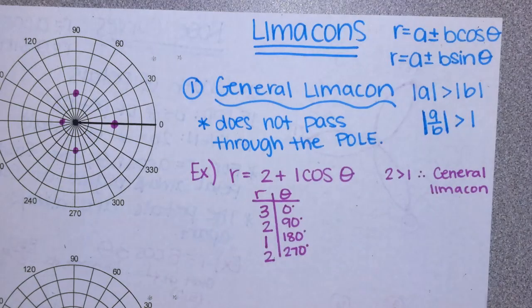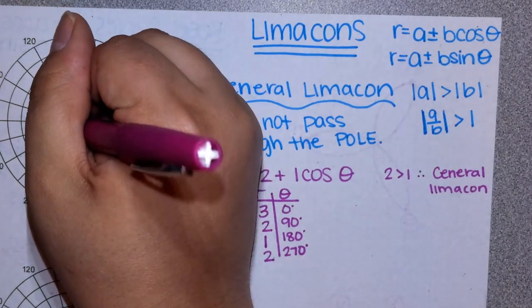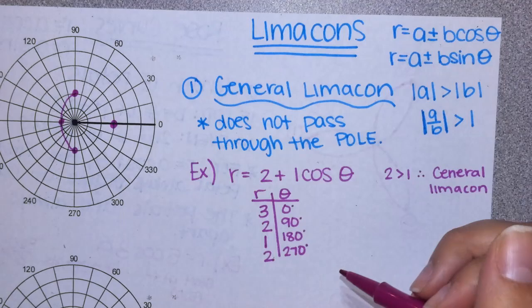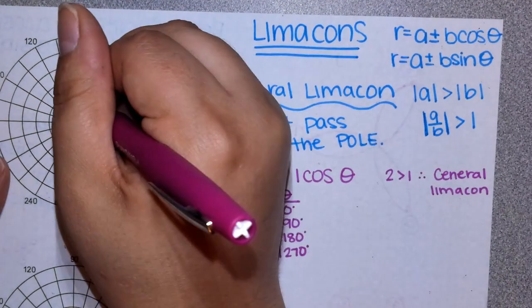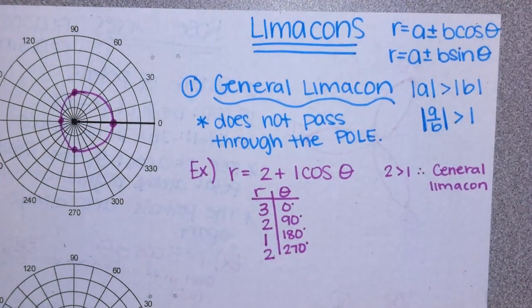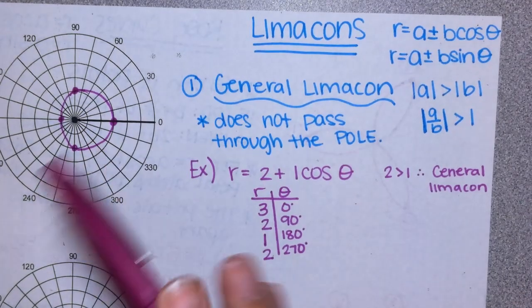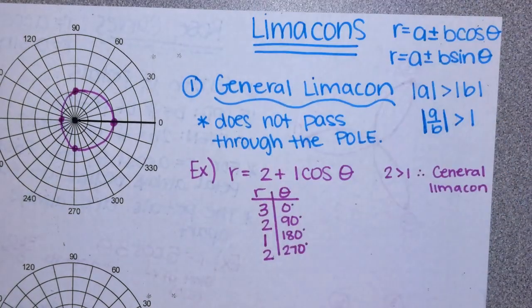Now, when you're connecting these points, please make sure that one is not pointy. Does that make sense? So I like to do these right here first. Kind of make that C. And then these over here next. As long as you have these 4 points graphed and it's not pointy, you should be good. That is your general limacon. Do I have any questions? Can I answer anything about this?